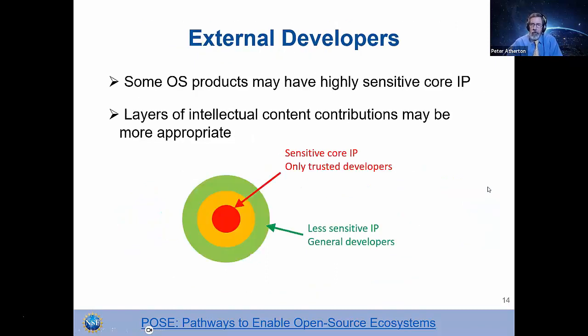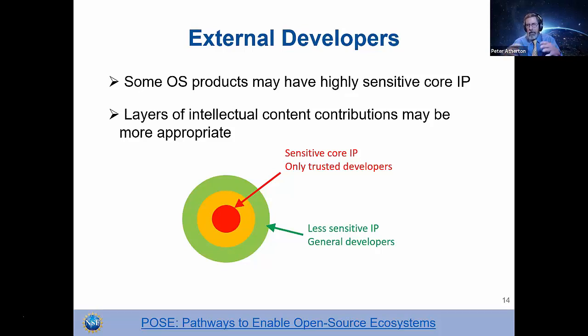So another word about external developers. We recognize that the world is not black and white, it's shades of gray. And so some open source products, this is stating the obvious, will have very highly sensitive core intellectual property. And so we recognize that in some cases, this core IP may only be opened up to certain developers, certain trusted developers, trusted by the originating team for the open source product.